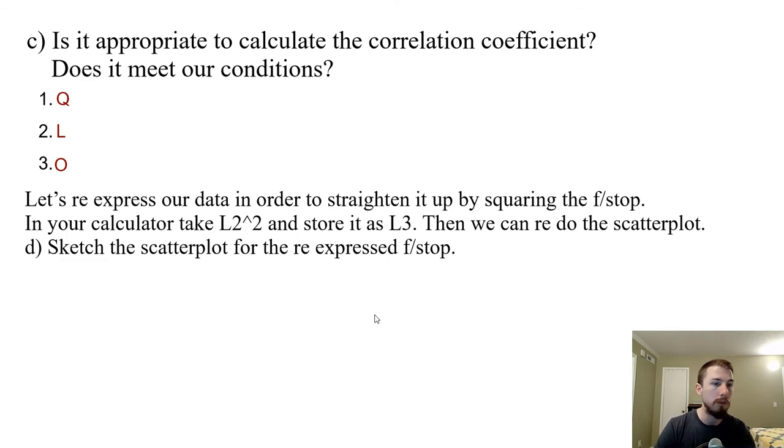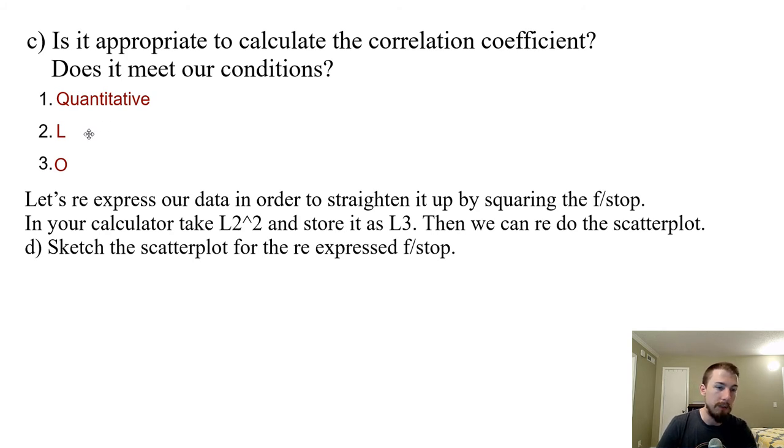Well, okay, we'll do the questions from the homework first. All right, is it appropriate to calculate the correlation coefficient? So first of all, are we dealing with quantitative data? Yes, we do have quantitative data. Both of them are quantitative with their units, so no big deal.